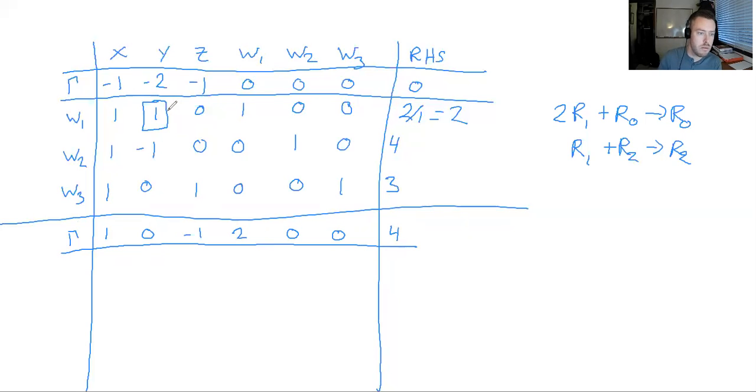All right, and so the one thing you notice is wherever this pivot thing is, your slack variable is going to be replaced by whatever variable that is right there. So your W1 is going to change out, and you're going to shift it to a Y. And this row is actually going to stay the same. So it's going to be 1, 1, 0, 1, 0, 0, and it's going to be 2.